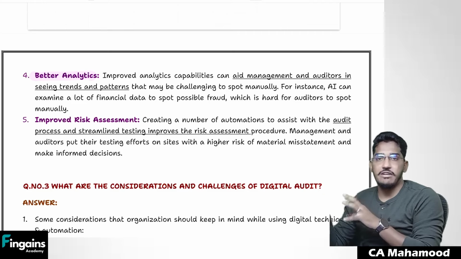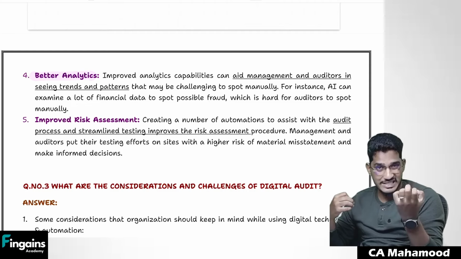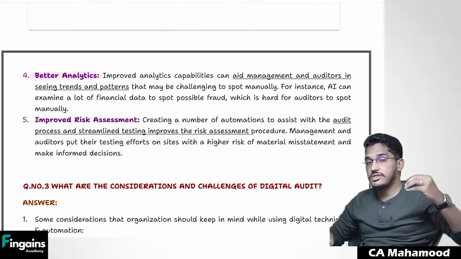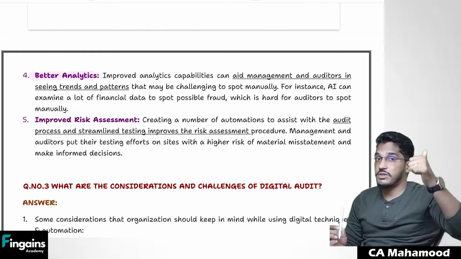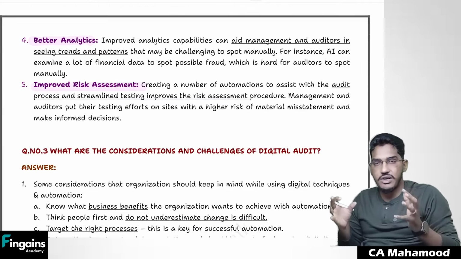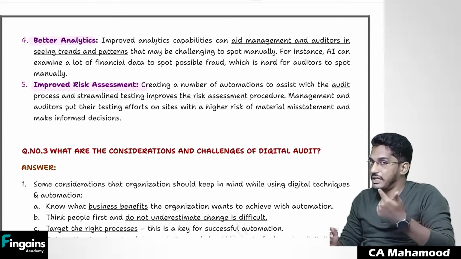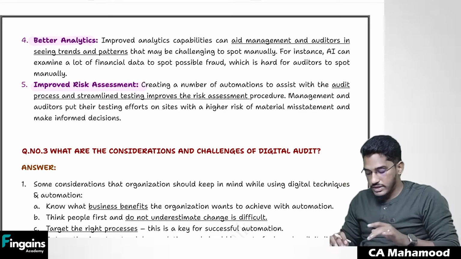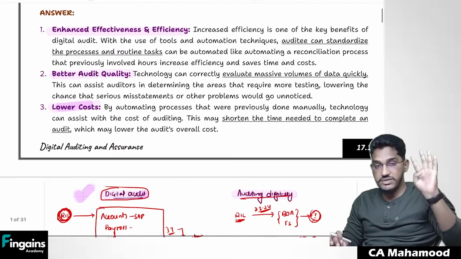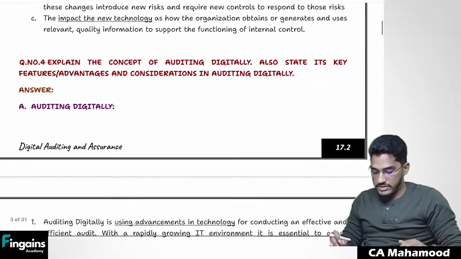Why? Because systems will not have bias. Humans will have bias. Humans will undergo fatigue. Humans will undergo laziness. But these kinds of emotions will not be there for systems. That's why better analytics is going to be possible with the help of systems. Improved risk assessment: by making sure that your systems are all fine, you can also make sure that risk assessment can be done in a better manner. Understood? So these are all the advantages of digital audit. What are the five advantages, guys? Enhanced efficiency and effectiveness, better audit quality, lower cost, better analytics, and improved risk assessment.